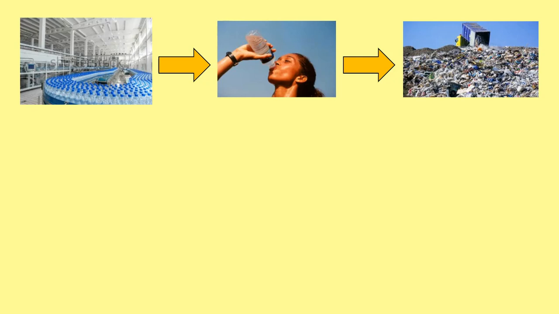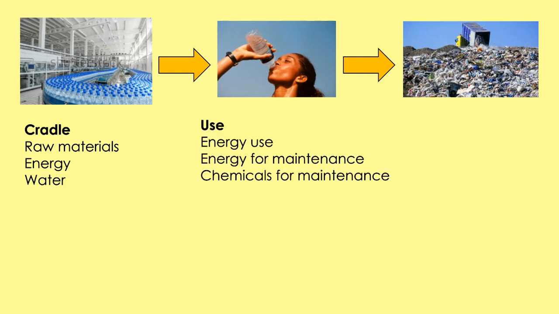And it's the environmental impact in the cradle stage is what raw materials are needed to make that product, what energy is needed in the process of making that product, and what water is used in the process of making that product. Then in our use, we need to think about the energy use when that product is actually being used, any energy for maintenance, and any chemicals for maintenance. So for this example here with the water bottle, none of that's really applicable. You don't use any energy while you're using it. You don't need to maintain it, and you don't need any chemicals for maintenance.